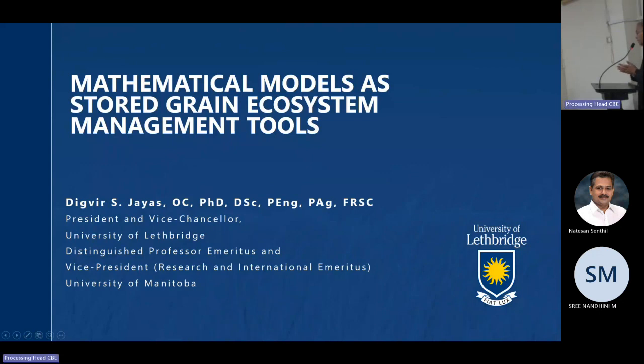So as was introduced in the topic, I'm going to talk about a mathematical model of a stored grain ecosystem as a management tool. I'll give you some overview of why mathematical modeling is needed, what mathematical modeling is, and how it can help preserve the grains which are produced and lost in a significant amount all over the world.